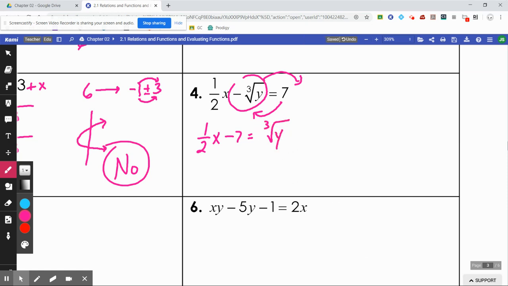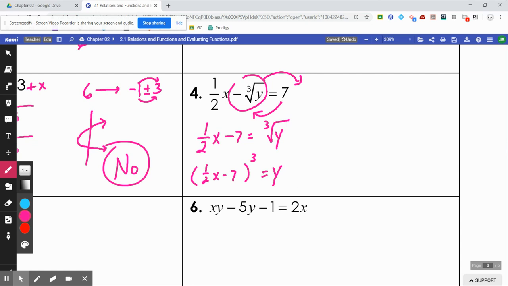Then to get rid of a cube root, we can come over to this other side, and to get rid of a third root is just like getting rid of a square root. We're going to raise the other side to the third power. So now you have y by itself, and you can try to plug in any value you want to. Plug in 8, half of 8 is 4, 4 minus 7 is -3. When you raise to the third power, you get a single answer.